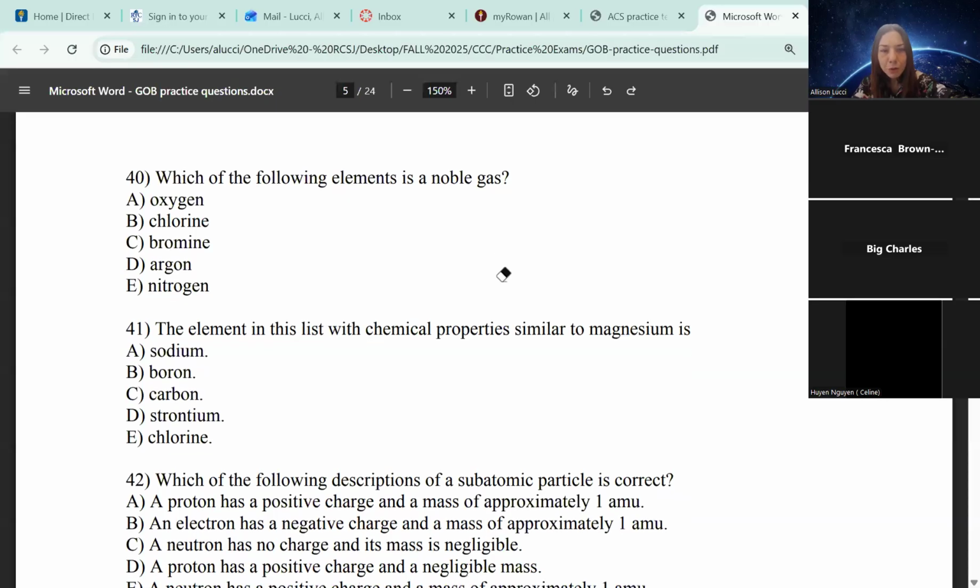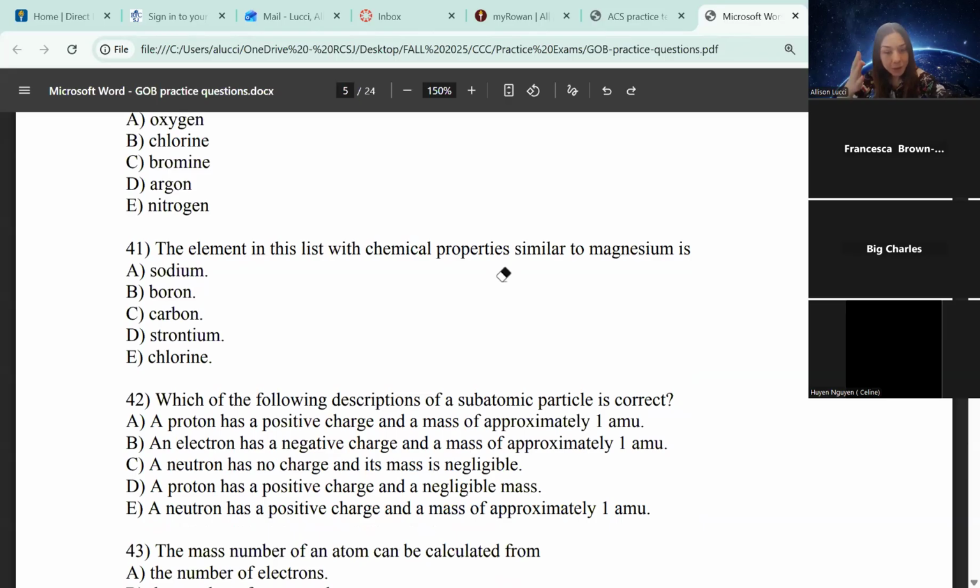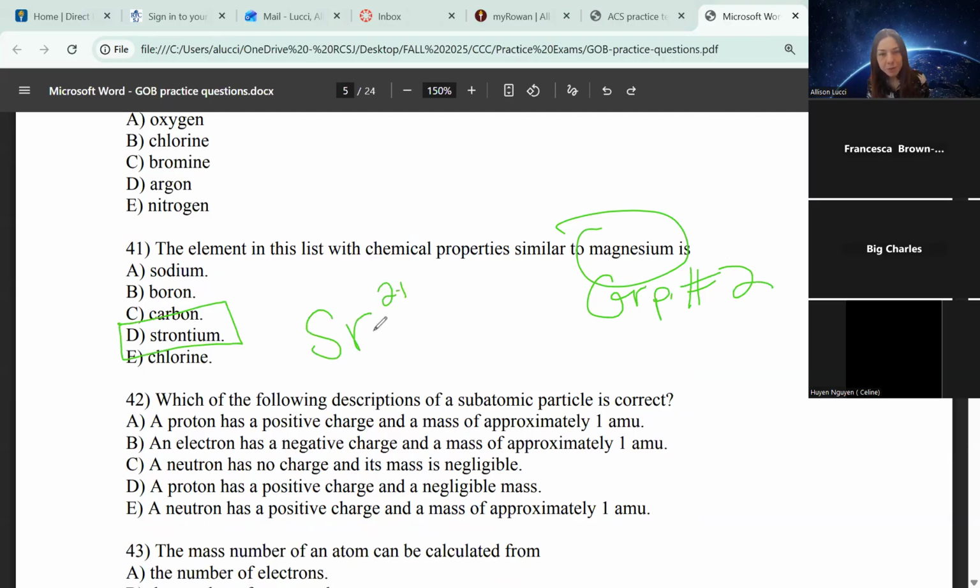So, know the noble gases. Argon is number 40. That's in group 8. Anybody in main group 8A will be a noble gas. We're looking for properties similar to magnesium, so I'm going to look in the same group as magnesium. Magnesium here is in main group 2, and strontium is also in group 2. Strontium, we know, becomes a +2 ion. All these things are good to know about group 2 metals. They're alkaline earth metals.